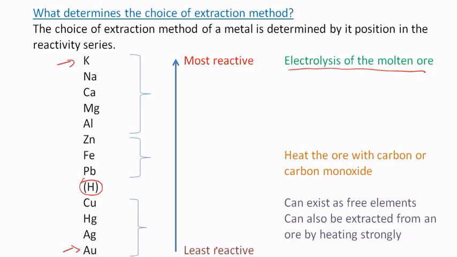At the bottom, the least reactive, these elements can exist as free elements, meaning that you can just be mining and you can extract gold, or it can also be extracted from the ore by heating strongly. And anywhere in the middle of the reactivity series, we have to heat the ore with a reducing agent, for example, carbon or carbon monoxide. Right? So just remember that the position in the reactivity series is what determines the method of extraction.